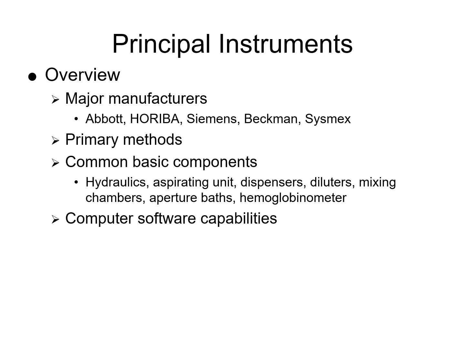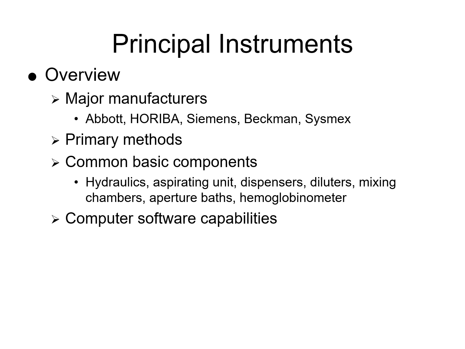We have some major manufacturers that you'll probably see at your work sites or clinical sites. We have Abbott, Toriba, Siemens, Beckman Coulter, and Sysmex. These analyzers commonly employ methods such as electronic impedance, radio frequency, flow cytometry, and light scatter to analyze blood cells.